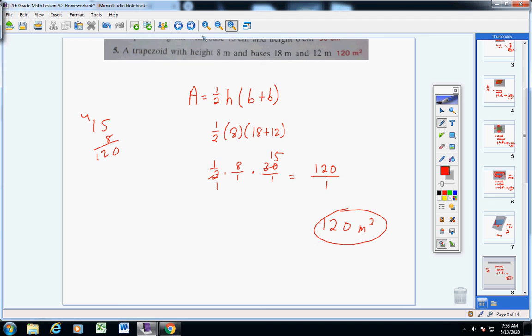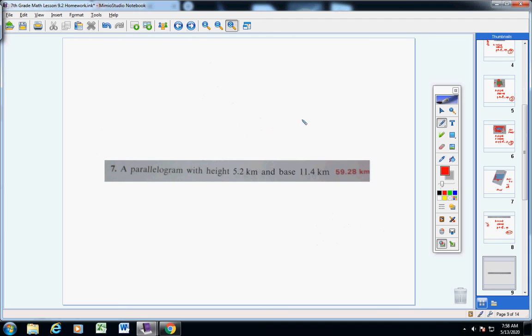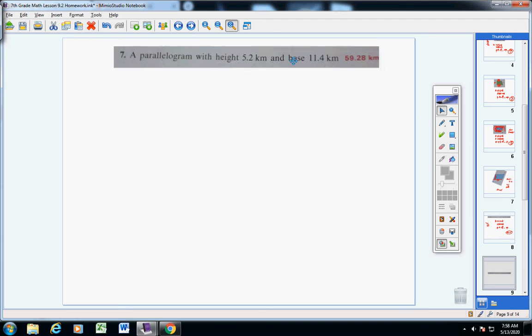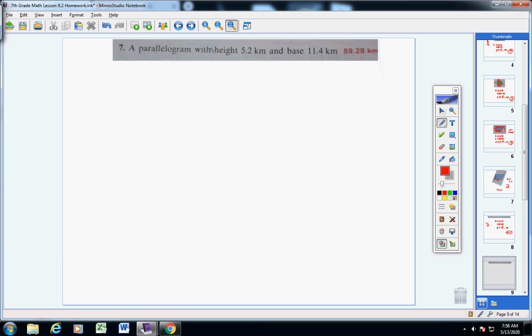Okay, not too bad. Number 7. Okay, so they want us to find the area of this parallelogram, and they give us the height, and they give us the base. So pretty simple. Area equals base times height, and the base is 11.4, and the height is 5.2. Okay, so guys, pretty simple. 11.4, 5.2.